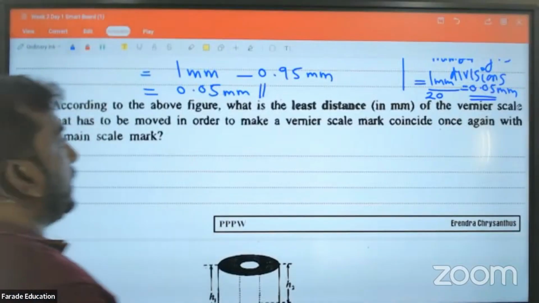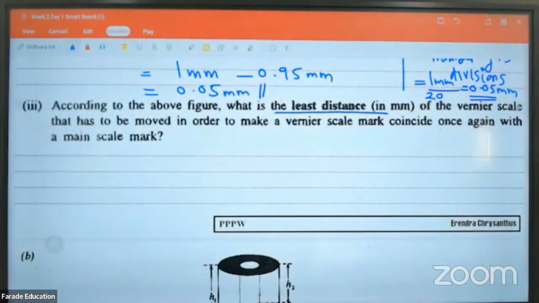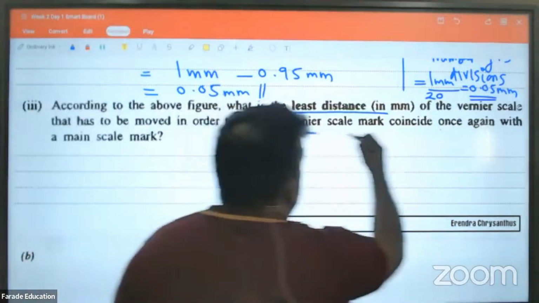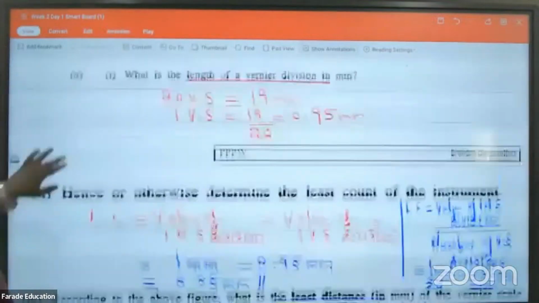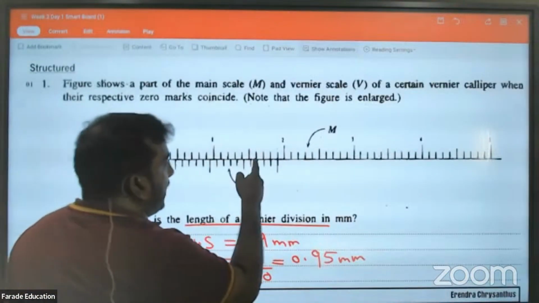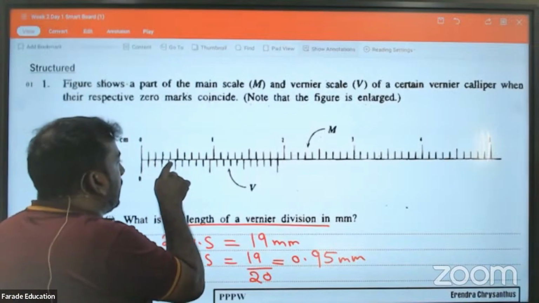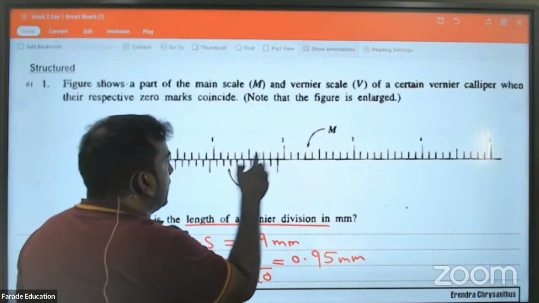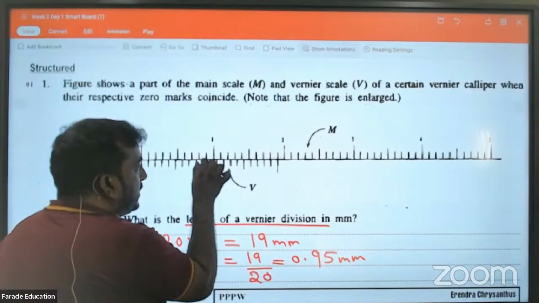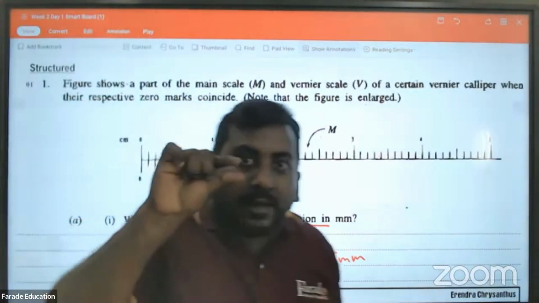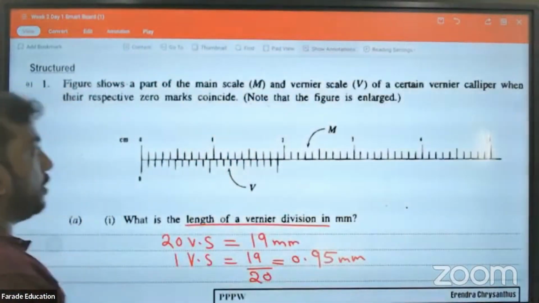According to the above figure, what is the least distance in millimeters that the vernier scale has to be moved in order to make a vernier mark coincide again with a main scale mark? I'll show it to you. You can see there are small gaps here, and the gaps get bigger, then coincide again here. What's the minimum gap so that they can coincide back again? It is equal to the least count.